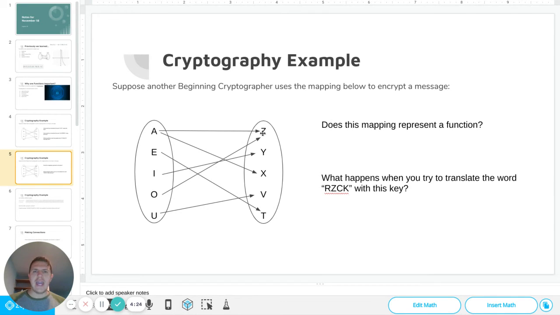In this case, A gives us a little bit of a problem because if we try to translate something that has a Z or an X in it, we don't know which one we're looking at. So for instance, if we're looking at RZCK, we don't know if we're saying ROCK, because O goes to Z as well. But now that we've included the extra rule that Z would also correspond to A, we don't know if we're talking about rock or wreck, which is two completely different objects. Okay, so once again, a function needs to have that one-to-one relationship, otherwise things get confusing.